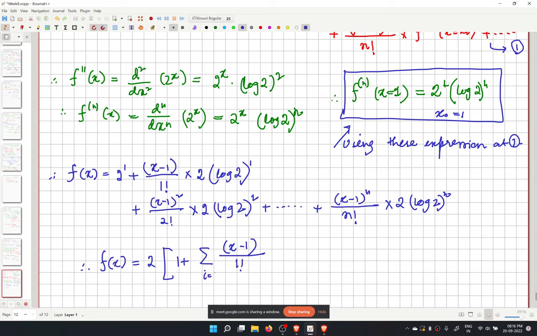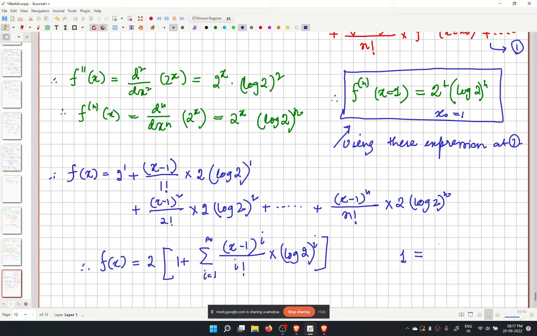So I will be from 1 to infinity, and this will be (x minus 1) to the power i by i factorial times log 2 to the power i. Now we have almost done, but the first term 1, let us see that we can write this as the 0th term of this summation here.